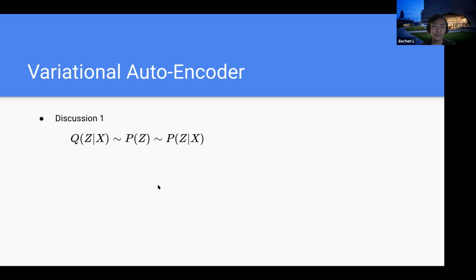If we predefine a prior distribution p(z), for example the standard Gaussian distribution, then finally q(z|x) should be approximately a standard Gaussian distribution, and the real posterior distribution p(z|x) should also be approximately equal to the standard distribution. So here we indicate that p(z) is the prior distribution, which is defined by ourselves, and p(z|x) is the posterior distribution.